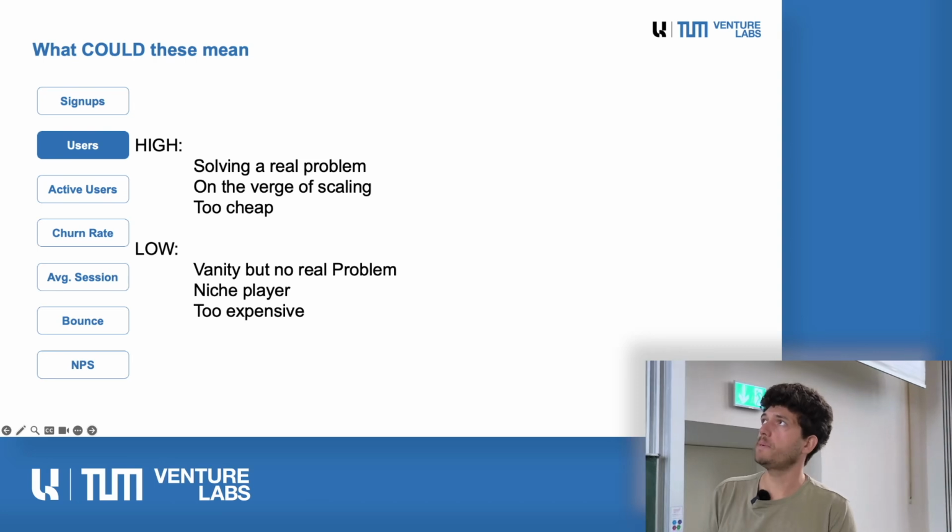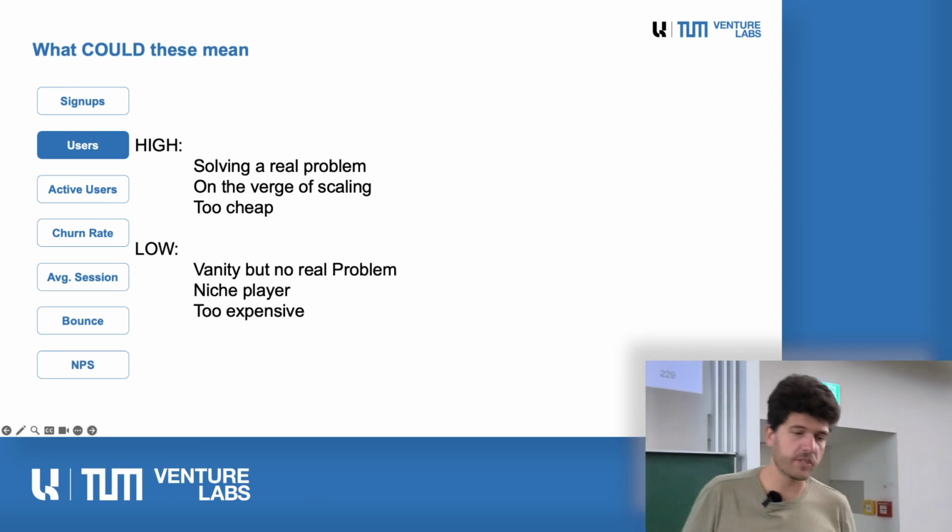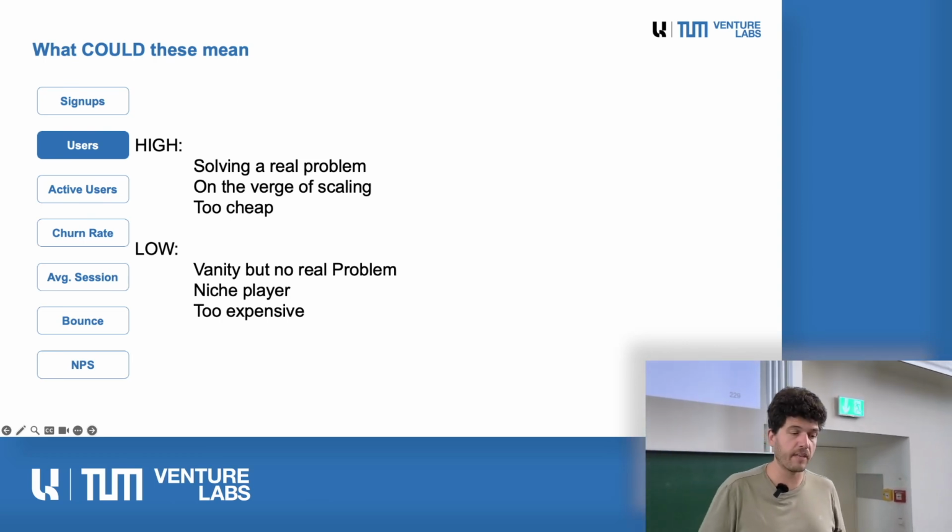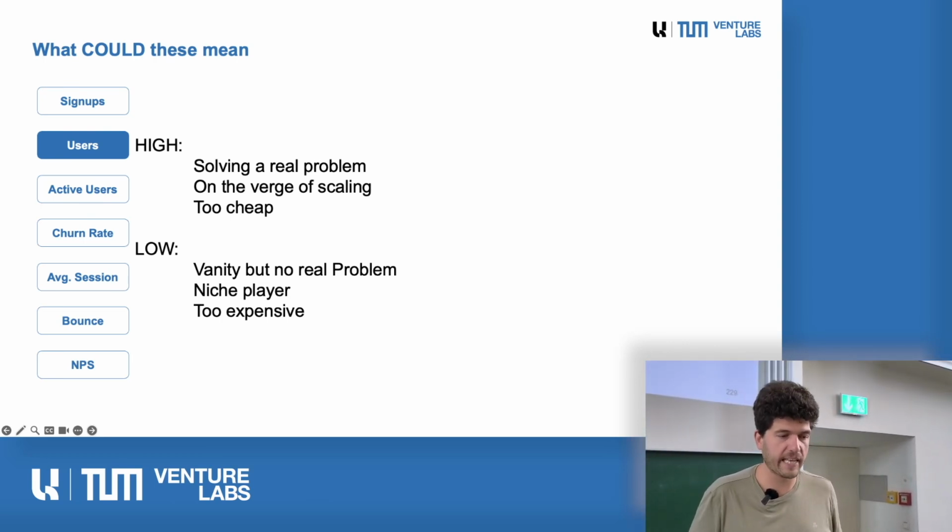Users is one step deeper, which is fantastic. If you have a lot of users, you probably are solving a problem for them. You're probably close to scaling. In particular, if they are unpaid users, you're close to scaling.